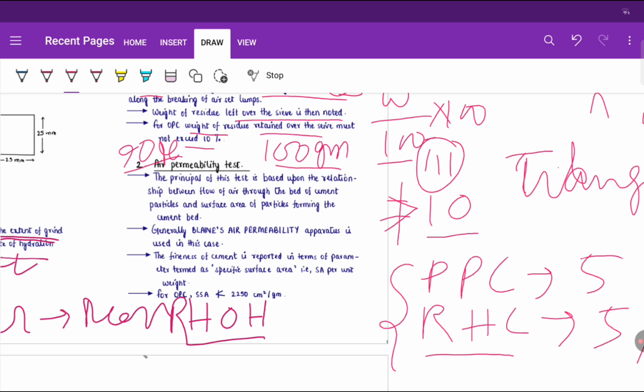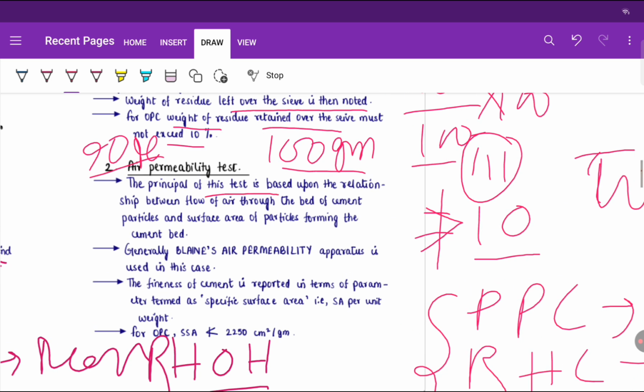So what do we do in the air permeability test? The principle of this test is based upon the relationship between the flow of air through the bed of cement particles, how much air passes, and the surface area of particles forming the cement bed.